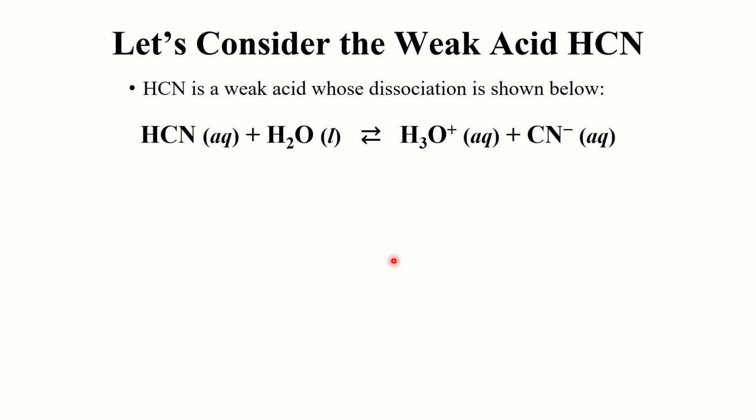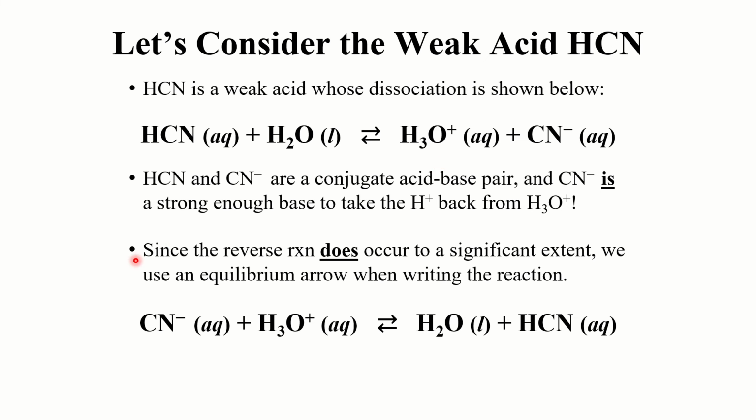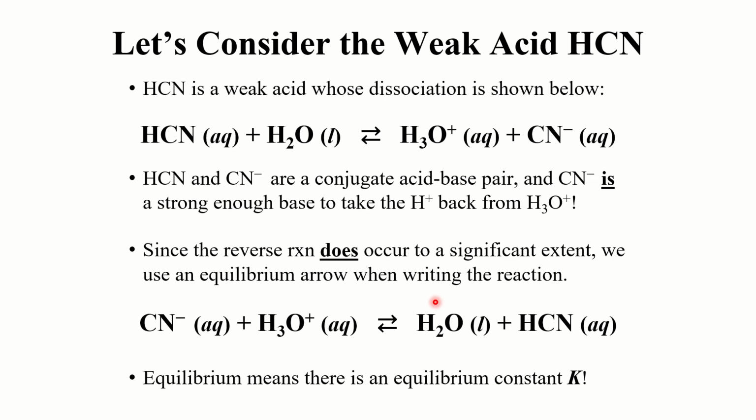Now let's think about the weak acid HCN. This is hydrocyanic acid. This is a weak acid whose dissociation is shown here, HCN plus H2O. We show those double arrows because it's an equilibrium reaction, forming H3O plus and CN minus. HCN and CN minus are a conjugate acid-base pair. CN minus is a strong enough base to take the H plus back from H3O plus. So since the reverse reaction does occur to a significant extent, we use an equilibrium arrow when writing the reaction. Because it's an equilibrium reaction, this means there is an equilibrium constant K.